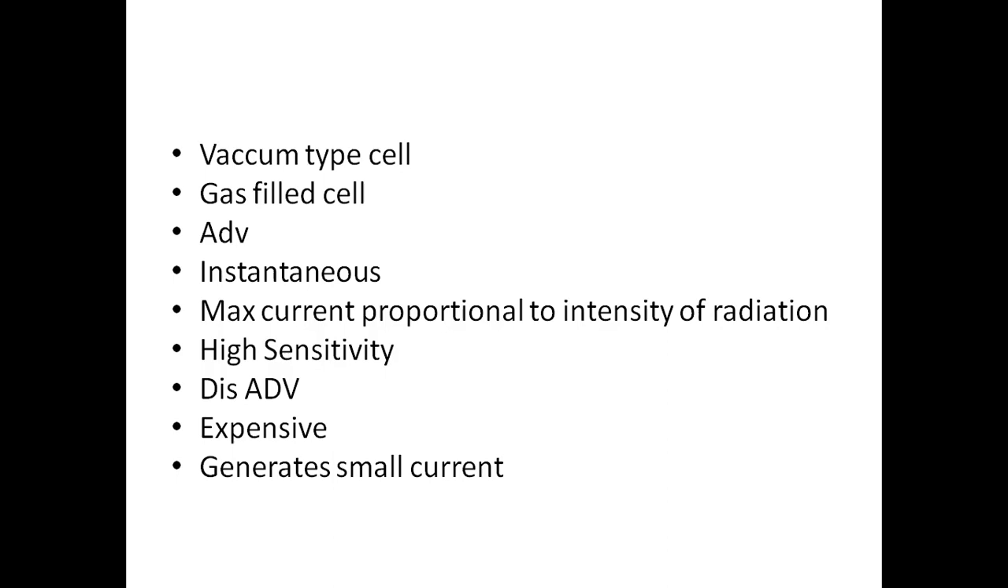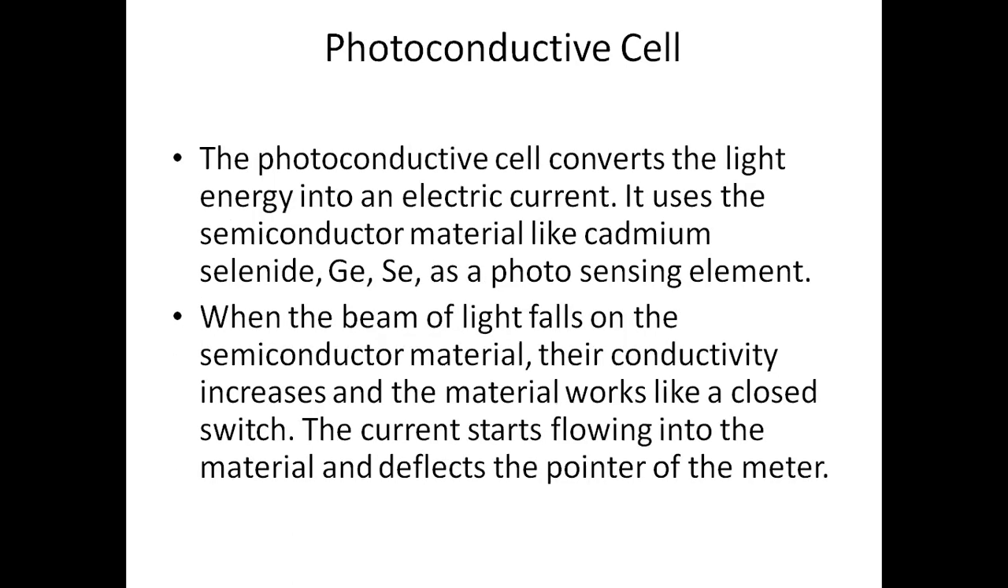Hence this type of cell is more suitable in cinematography and in the recording and the reproduction of sound. Whereas in the case of advantages, the emission is instantaneous. The maximum current will be proportional to the intensity of radiation and will have a high sensitivity. Whereas in the case of disadvantages, it generates extremely small current. Direct power supply will be required for maintaining potential and they are expensive. So this is about photoemissive cells.